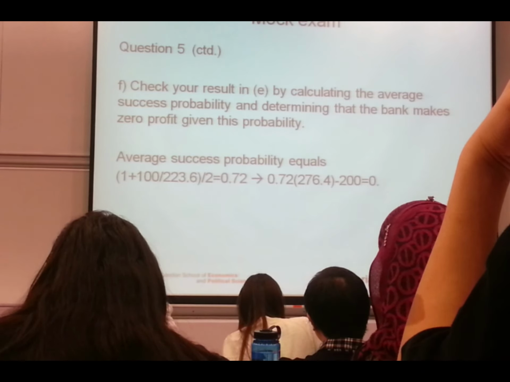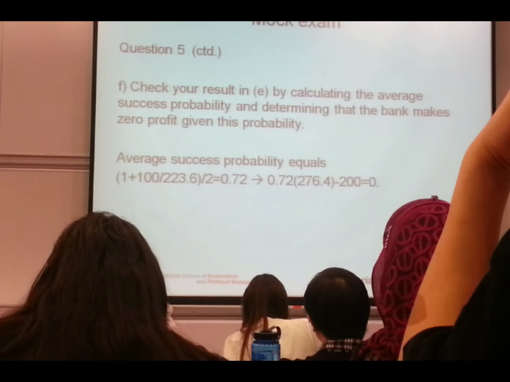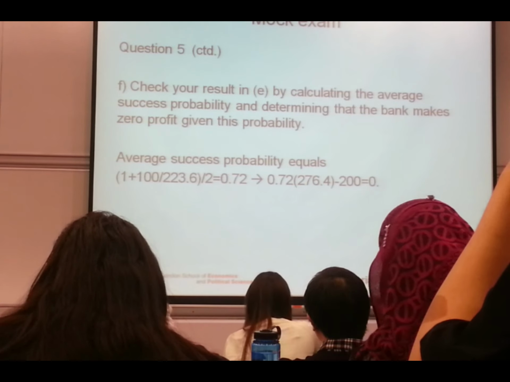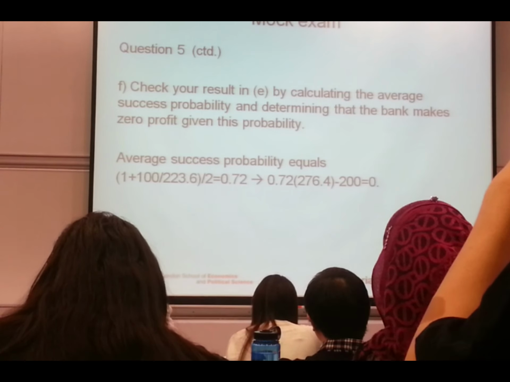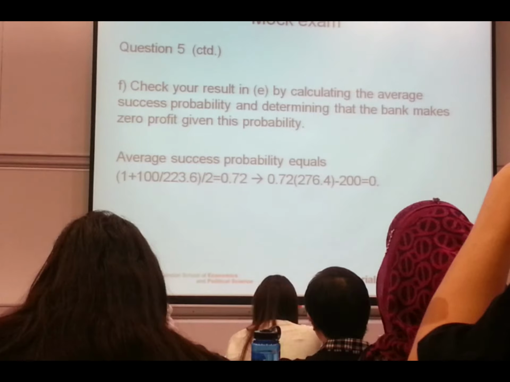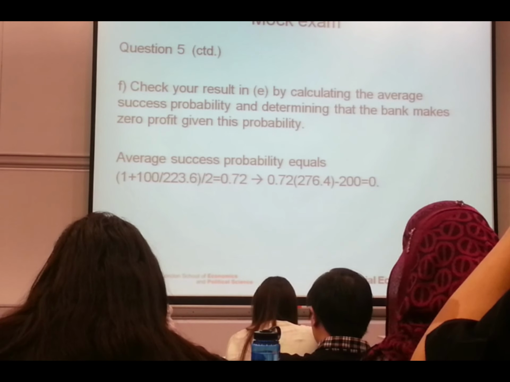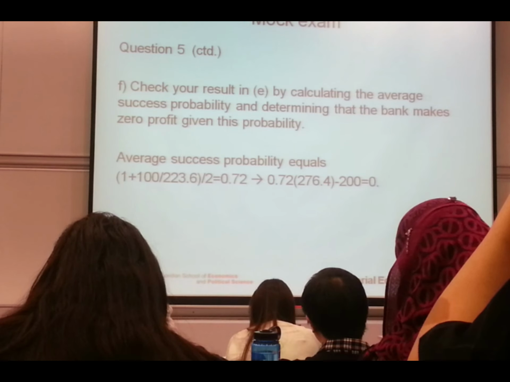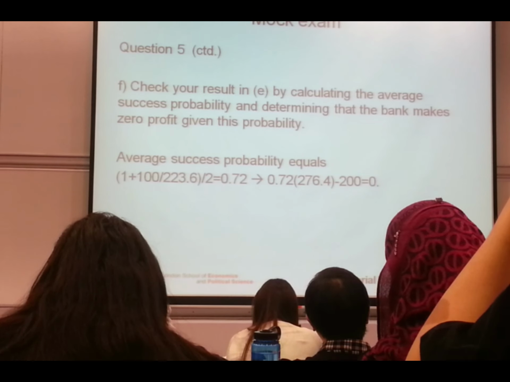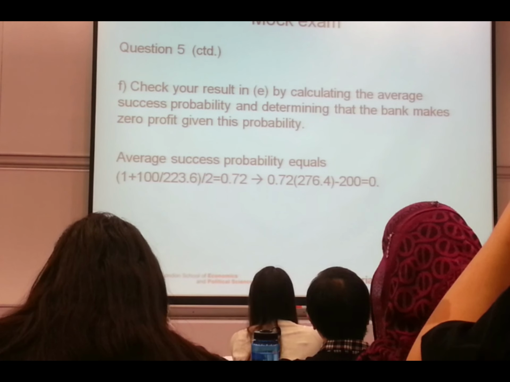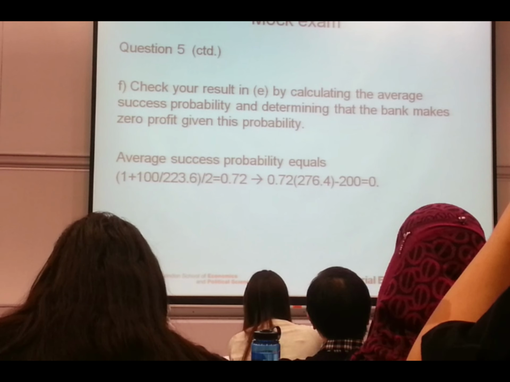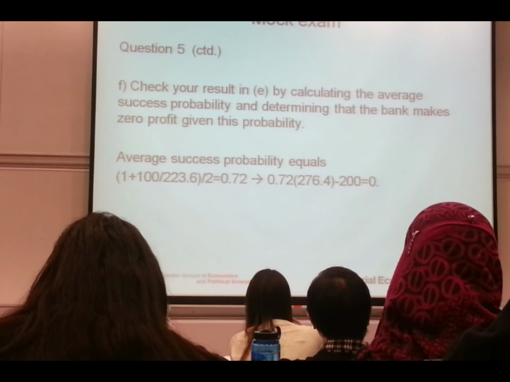And then if we just plug in 72% in the expected profit function of the bank, it's going to be 0.72 times 276.4 minus 200, and that turns out to be 0. So it's obvious that this question you can only get right if you get E and D right. But once you've got that, these are nice extra points.